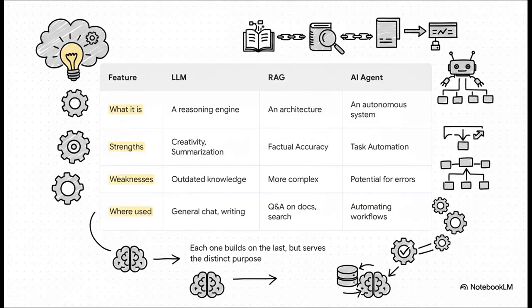You start with the LLM, which is your core engine for thinking. Then you add RAG, which is the architecture that connects that thinking to real-world facts. And then you have the agent, which is the whole system that turns that thinking into real-world action. See? They're not competitors. They're building blocks. Each one adds a new layer of capability.